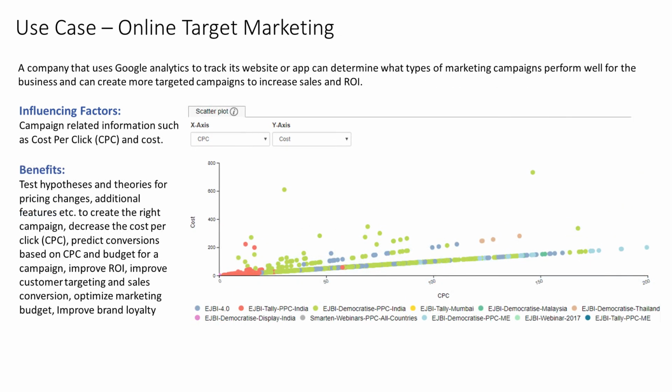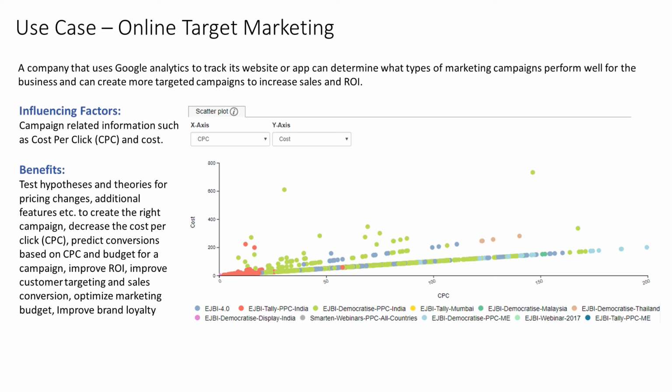Next, let's look at a use case for online target marketing. This is a technique that's used to assess and track a website or app to determine what types of marketing campaigns will perform well for your business and help you create more targeted campaigns that will increase online sales. The analysis includes campaign-related information and messages, cost per click, and other factors.